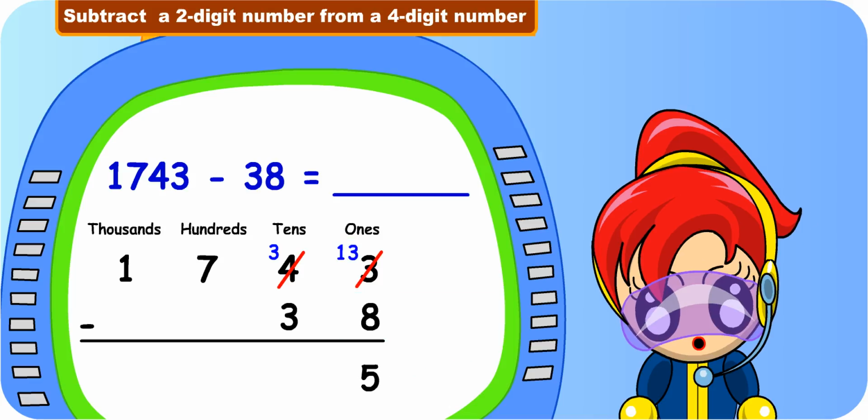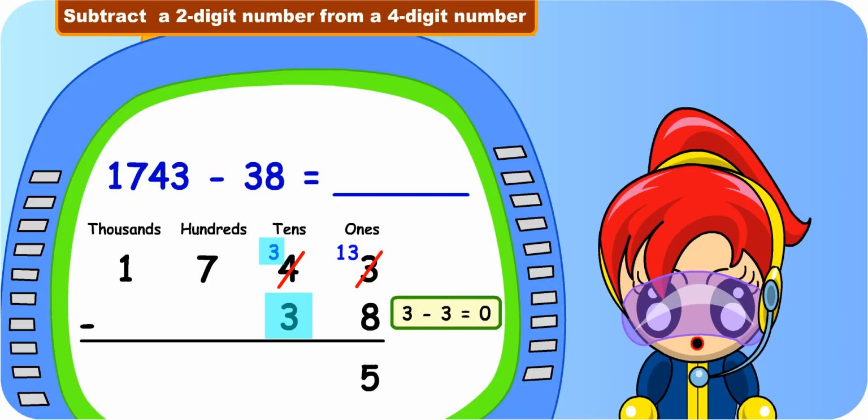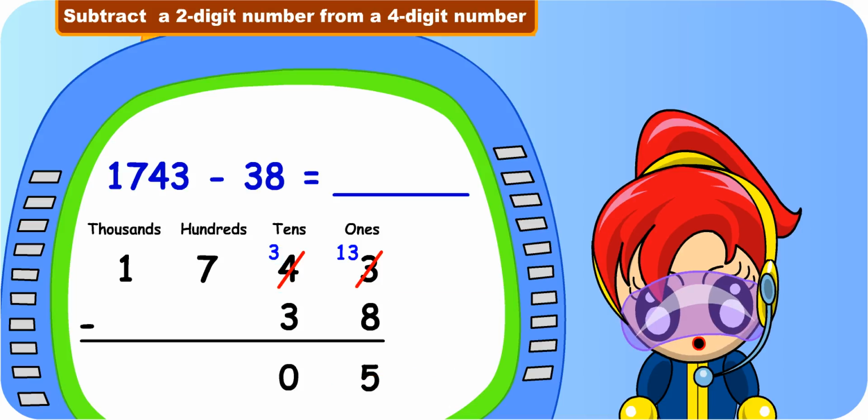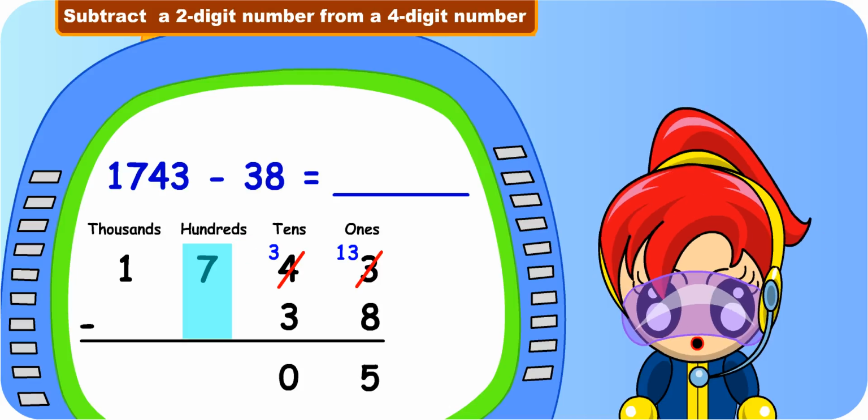After that, I have to subtract the tens. 3 tens minus 3 tens is 0. Hence, I write 0 in the tens column. Yes. Now, I subtract the hundreds. Hey, there is no digit below 700. How do I subtract then?